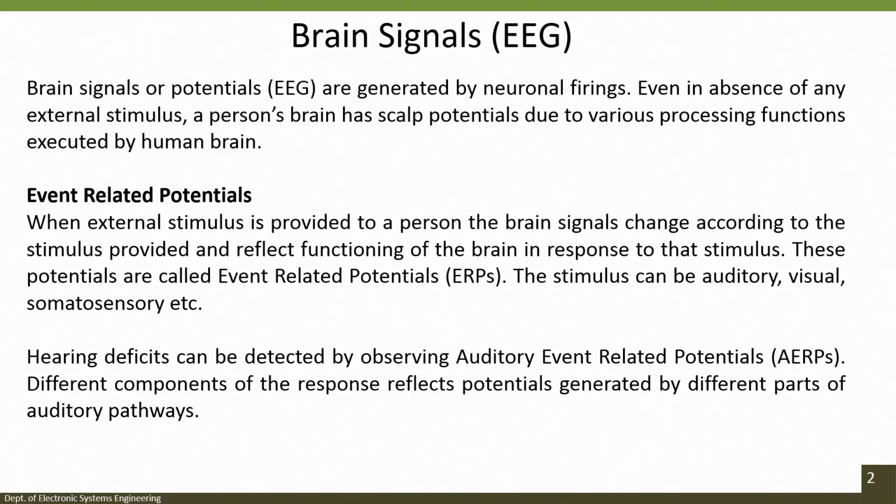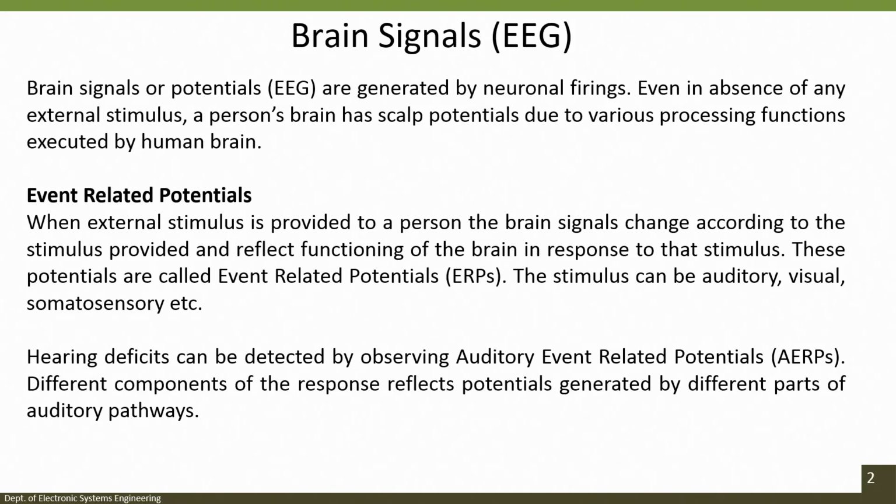There is auditory, there is visual, and there is something called mismatch negativity. We will discuss that later if required. Right now you understand these are all events. According to the event, a potential is created, that is why it is called event related potentials. So, hearing deficits can be detected by observing auditory event related potentials.